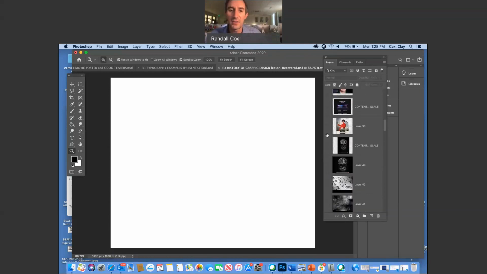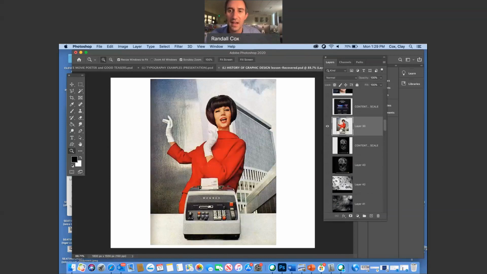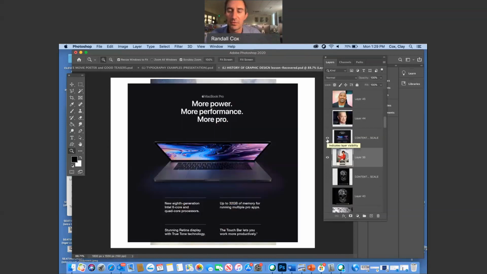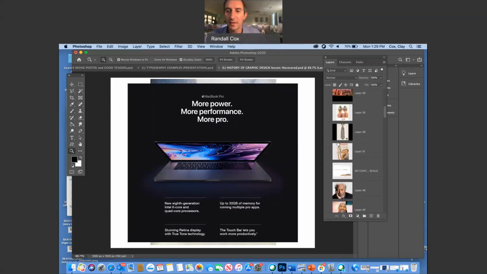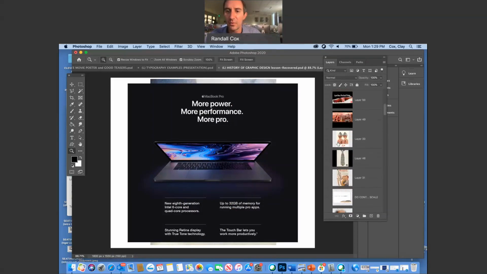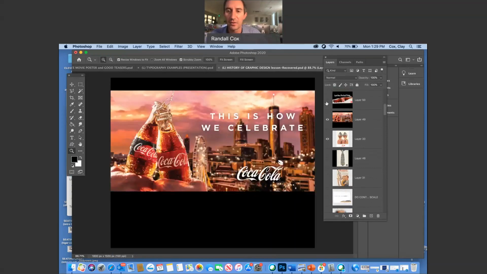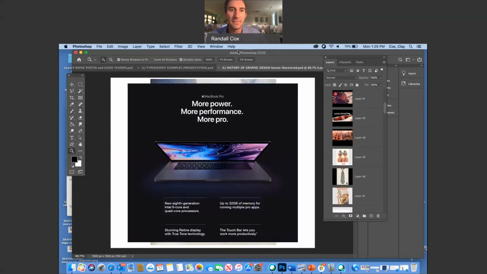Y'all get the point. Here's an old calculator ad. Here's a modern computer ad. So that's probably enough. I mean, we could go on and on. Well, here's an old Coke ad. Here's a modern Coke ad. That's probably enough. History of graphic design. We touched on it pretty good. Okay. Well, if you have any questions, y'all just holler.